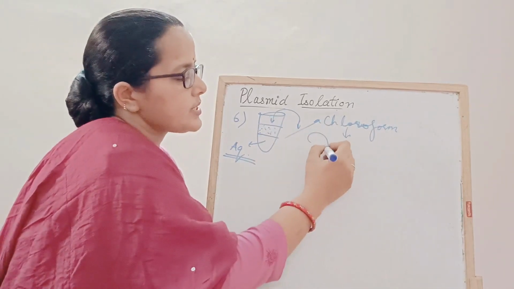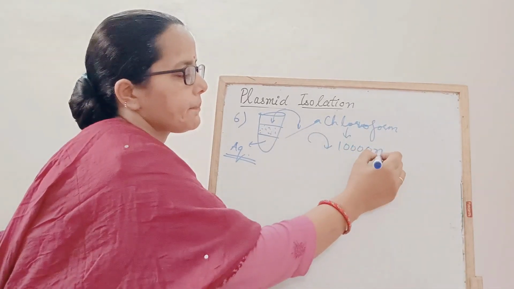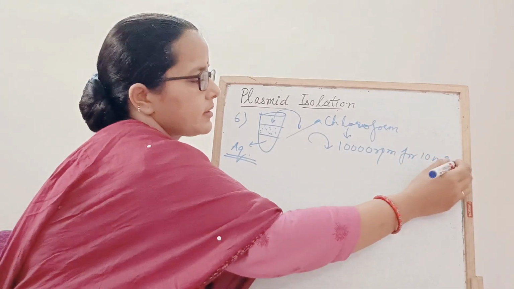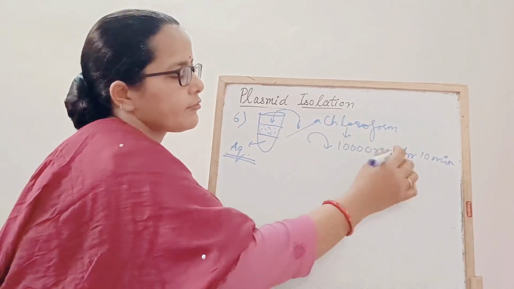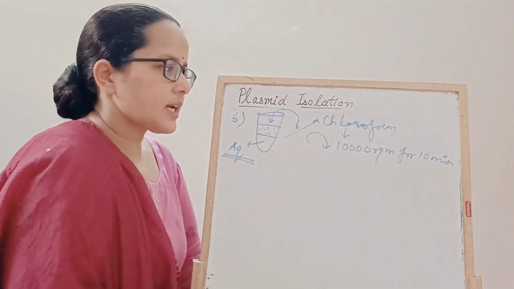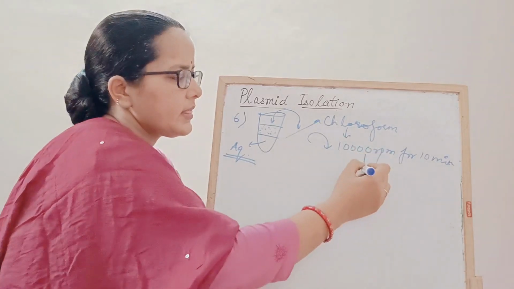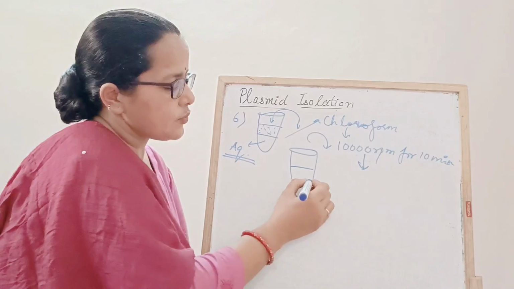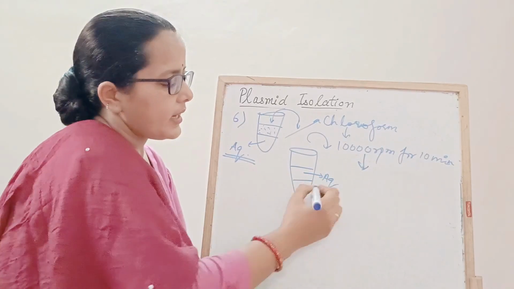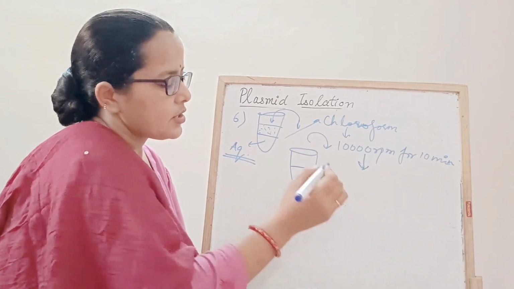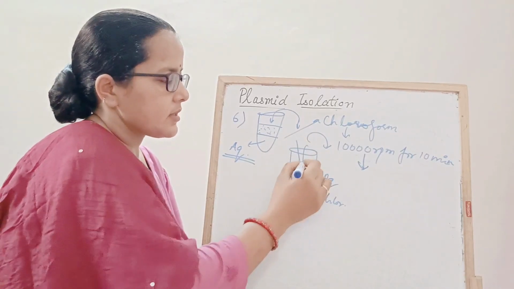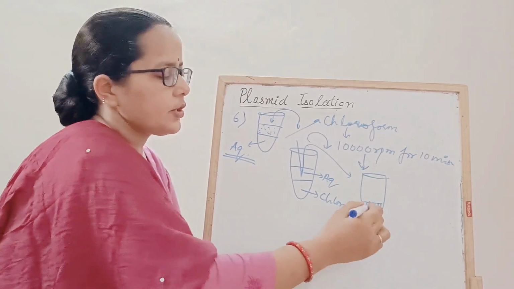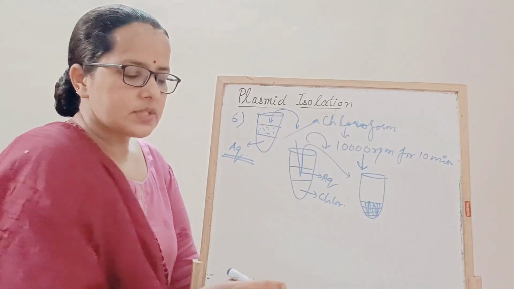So now again do centrifugation at 10,000 rpm for 10 minutes, and you don't have to do it at 4 degrees. Then after centrifugation you again have two phases. One is your aqueous phase and the other one is your chloroform phase. So take out your aqueous phase again and transfer it to the new MCT.